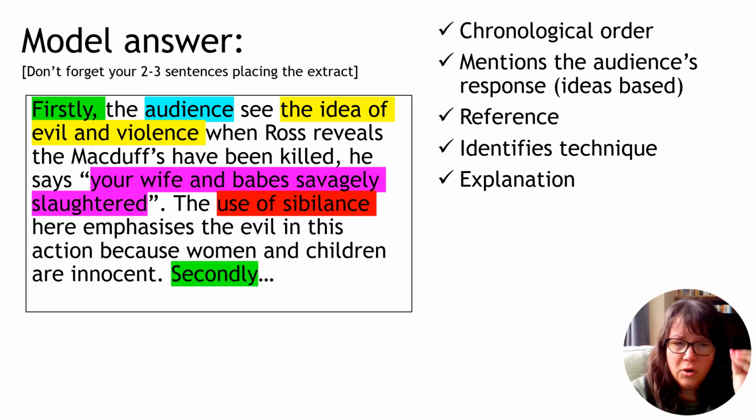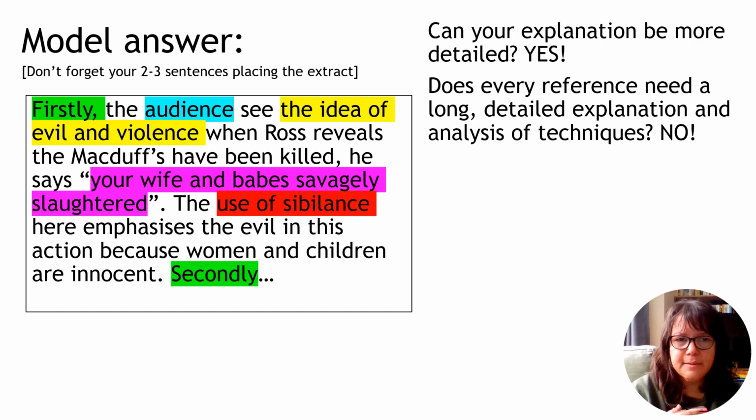So firstly, we've got our organisation, we're going through it in chronological order. Then we've got a reference to the audience. We've got our idea there, the idea of evil and violence. We've got our reference to the text, wife and babe savagely slaughtered. Then we've got this identification of technique, the use of sibilants and the little explanation. So you have got that and you're going through the passage in order with that.